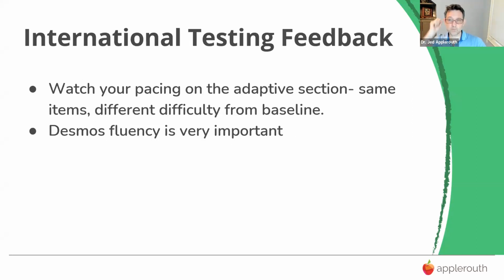The feedback so far we've learned is watch your pacing on the adaptive section. Because if you go from the baseline module with a mix of easy, medium, and hard, and then you're routed to the more advanced module, your pacing has to adjust because you're not going to be getting all the easy problems. You're going to have a harder sample of problems, which means you can't just be dallying. So just be mindful of your pacing.